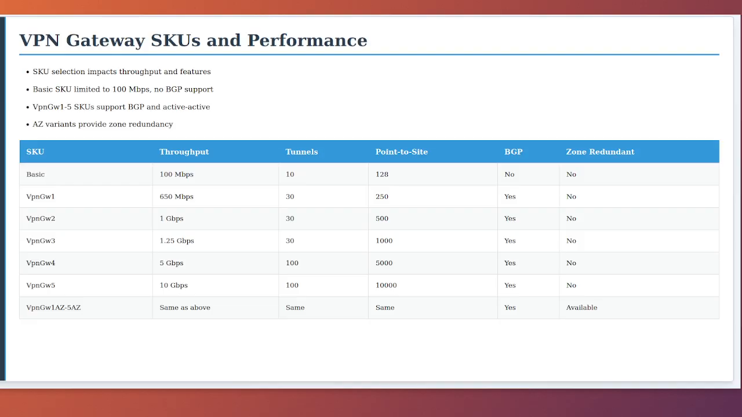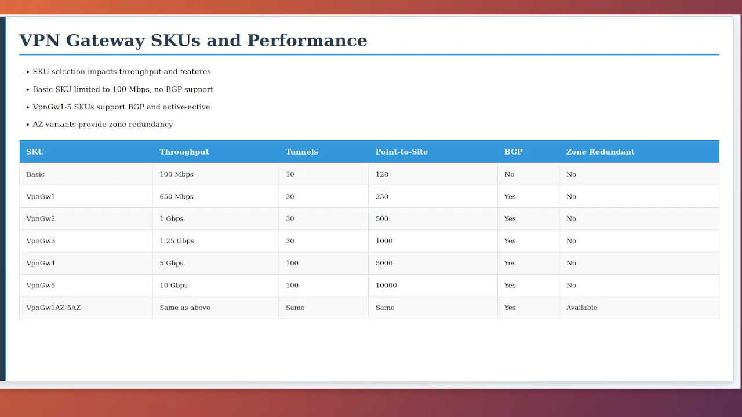It does not support BGP routing, active-active configurations, or zone redundancy. It is suitable only for development, testing, or very light production workloads with minimal requirements. Additionally, the basic SKU uses the older generation of virtual machine instances and cannot be resized to other SKUs, so you must delete and recreate the gateway to upgrade.